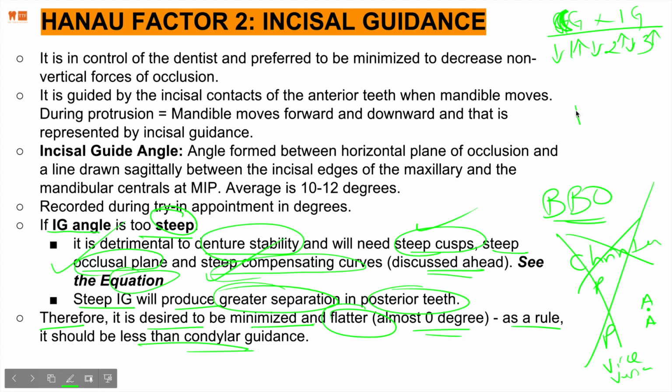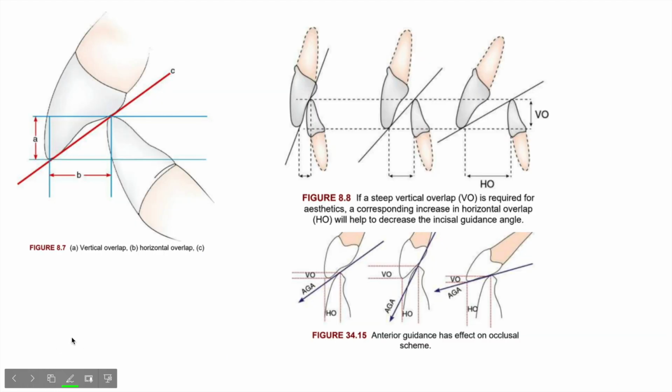We want posteriors in contact and anteriors in contact. So we want everything shallow. We want all of it shallow. We want the incisal guidance as shallow as possible, not steep. We want the compensating curves as shallow as possible. We want the occlusal plane shallow as much as possible, right? That's the goal. So let's take a look at this diagram.